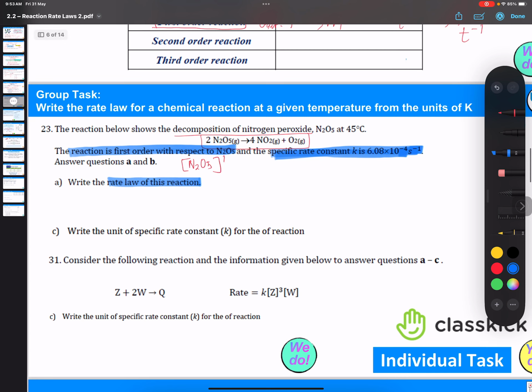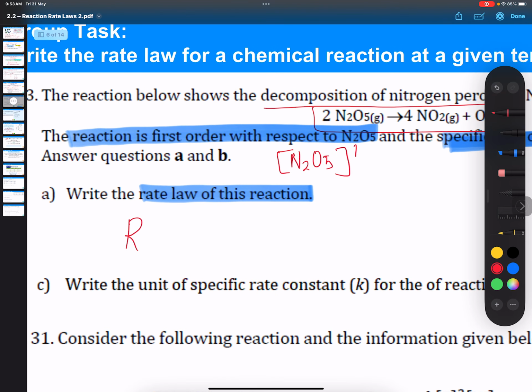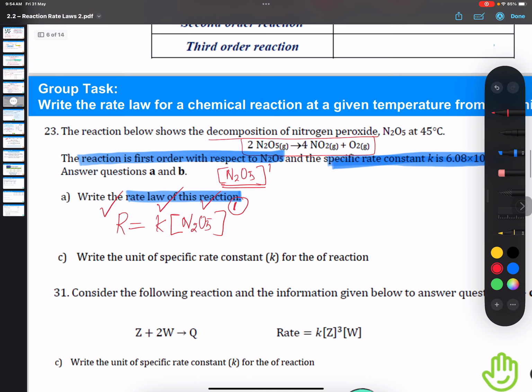Now the rate law, they ask you to write the rate law. How are you going to write the rate law? Rate is equal to k. As they have given information about N2O5 only, so N2O5 raised to the power 1. So you must have the rate constant and the reactants with their orders.